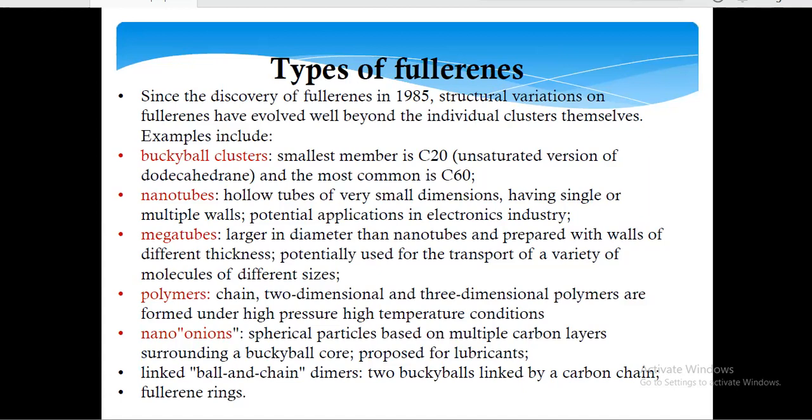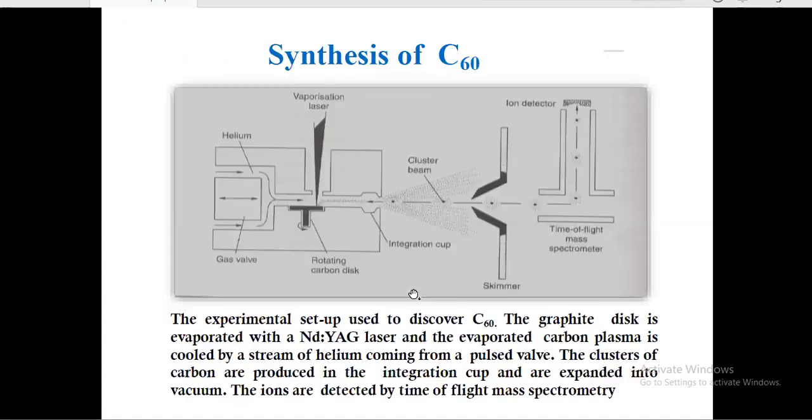Nano onions. What are these nano onions? Just keep in mind this fact for the knowledge: spherical particles based on multiple carbon layers surrounding a buckyball core, proposed for lubricants. So these come under the section of nano onions. Linked ball and chain dimers: two buckyballs linked together by a carbon chain. Suppose that two buckyballs are there. If they are linked together with a connecting point that is a carbon chain, it is basically named as fullerene rings.